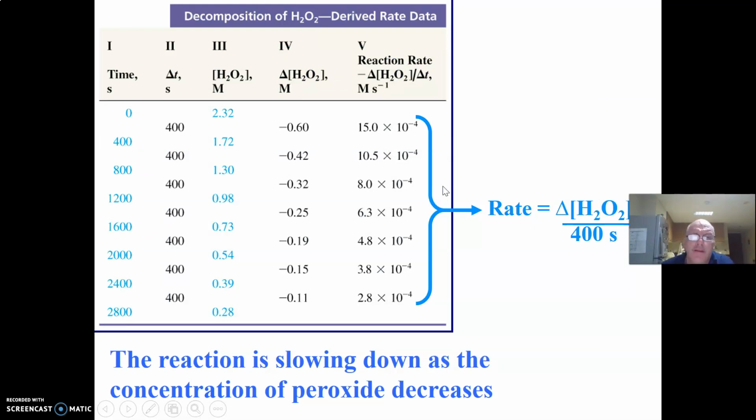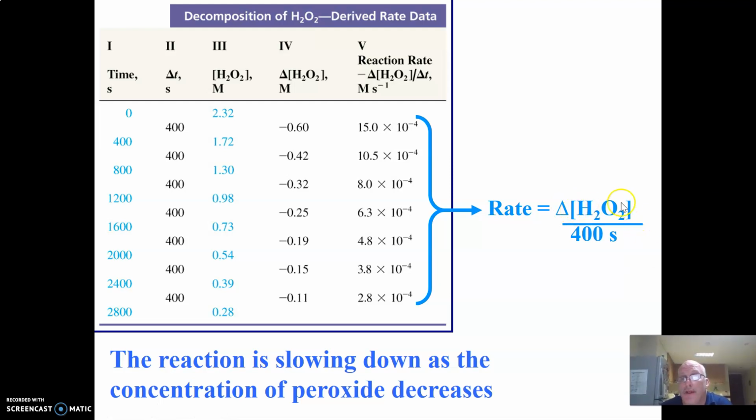And this is the data in tabular form, which is probably not as useful, but you can see that these blue numbers represent intervals of 400 seconds. There we are, there's 400 in there, 400 between there and there, 400 between there and there, and so on. And this is the change in the concentration during that 400-second period. So if you subtract this number from this number, you get this number. That's the change. Divide by 400 and you get this rate. And you can see that the rate is falling as time goes on. The amount of peroxide that's decreasing in that 400-second period.